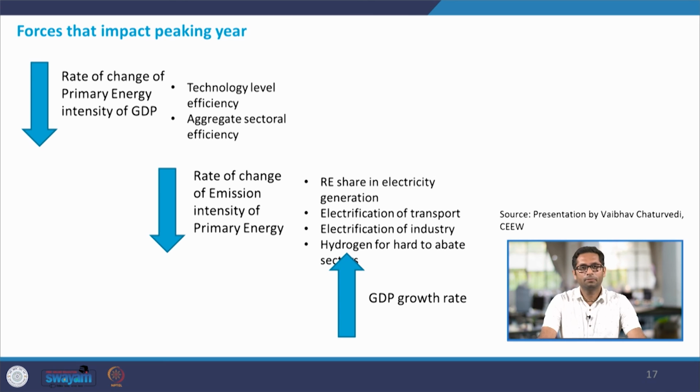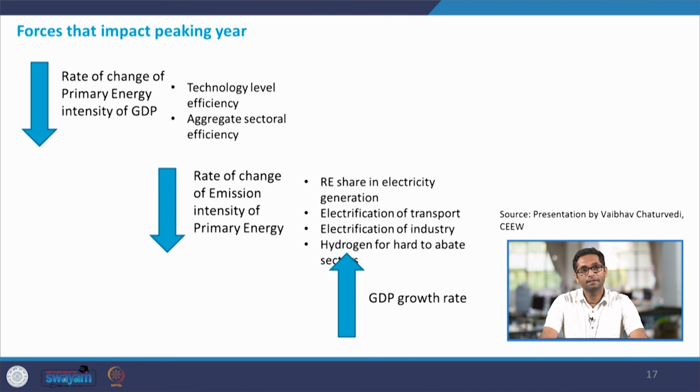Now we will also try to understand what impacts the net peaking year. There would be three terms that will come into play, which we have understood in the Kaya identity. First is the rate of change in the primary energy intensity of the GDP, which means the energy efficiency would be increasing. That has thermodynamic limits, but it is expected to increase in the future.